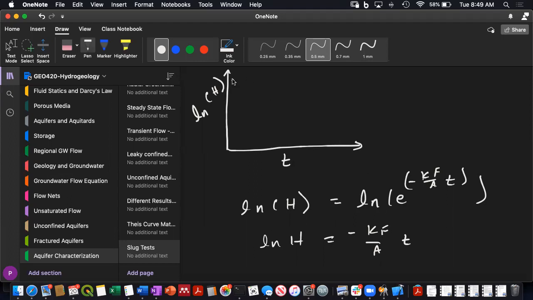So if I was to take our data and plot it, I should see something roughly like a straight line if I plot the natural log of this drawdown ratio versus time. And the slope of this line is equal to minus K F over A. And the intercept here has to be the natural log of 1, which would be 0. The natural log when my h is equal to 1, log of 1 is equal to 0.